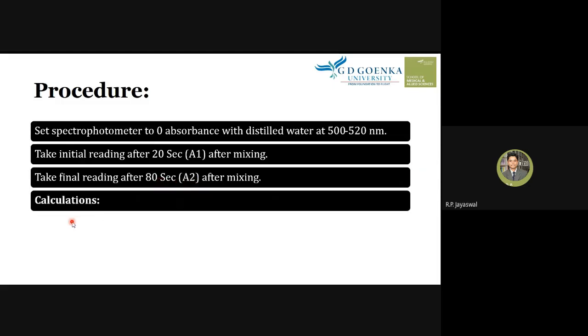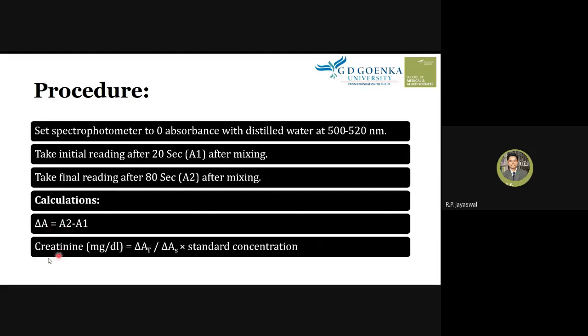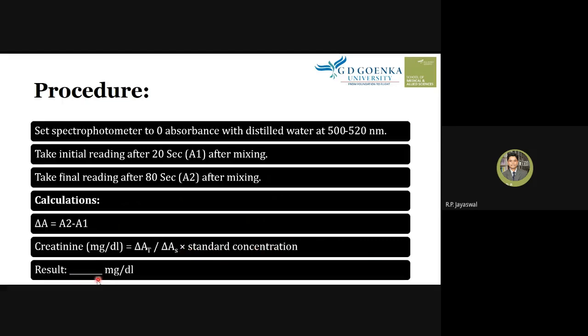Now for the calculation, we take the change in the absorbance. So we have recorded 2 absorbances, one at the 80 second, another at the 20 second. The difference of these is the delta absorbance, and we can calculate the creatinine by this formula: change in absorbance of test divided by change in absorbance of the standard, multiplied by standard concentration. This is the formula, and we can get the result.